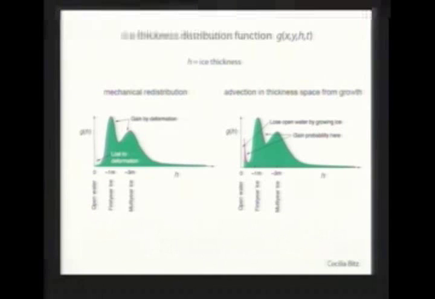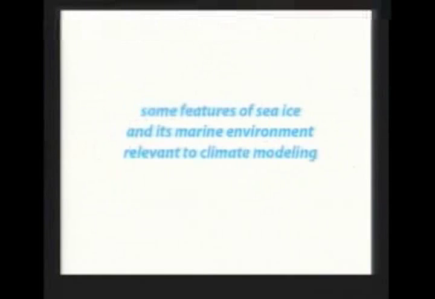G is this distribution function, right? It's a probability density function, basically. Okay, so now some key features of sea ice and its marine environment, which are relevant to modeling climate.